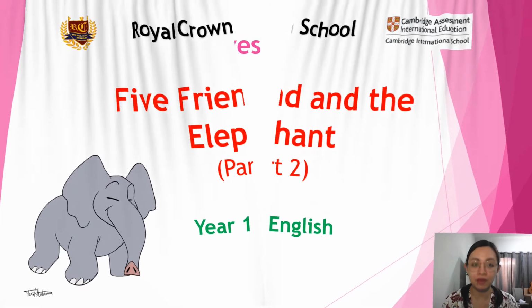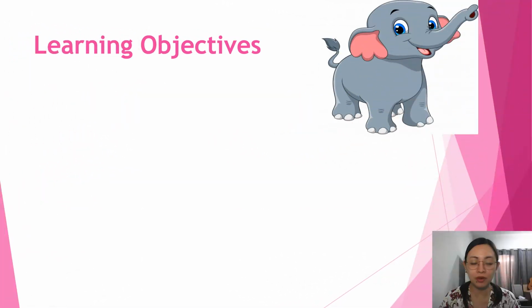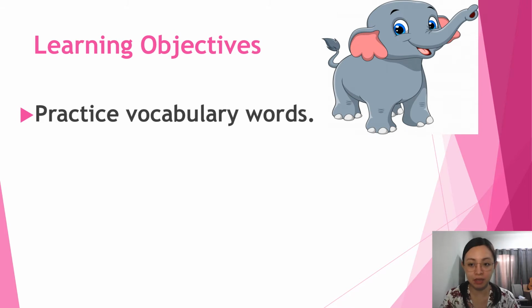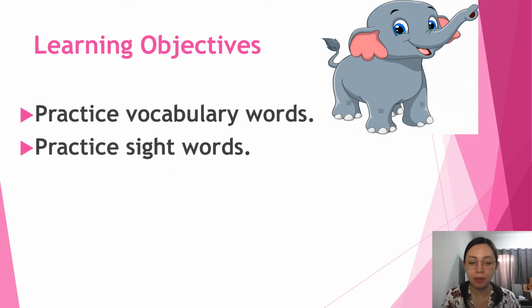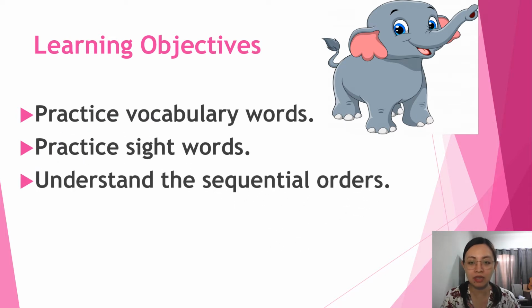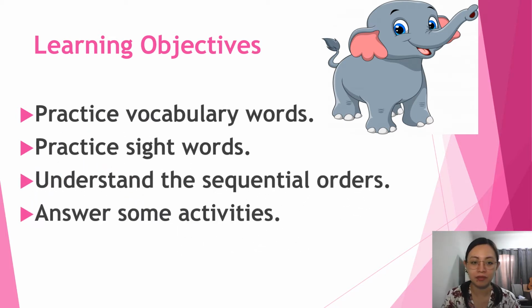So before we start, these are our learning objectives. Before the end of this lesson, you should be able to do the following. The first one is practice vocabulary words, practice sight words, understand the sequential orders, and lastly, answer some activities. So before we end this video, you will answer some of your activities.